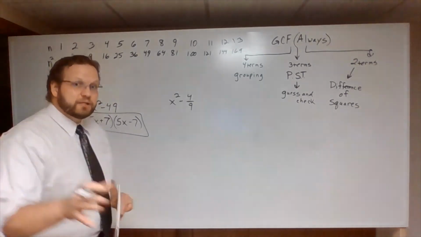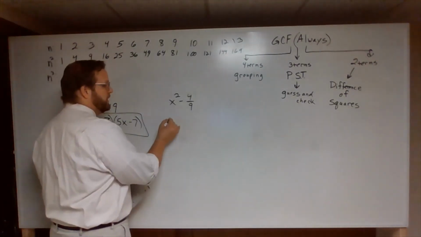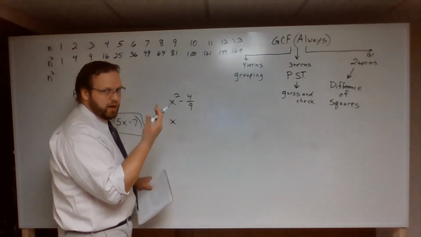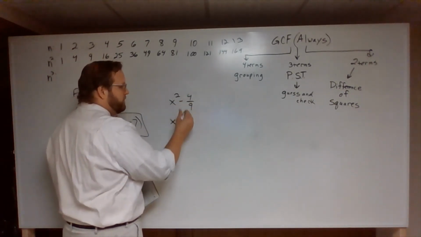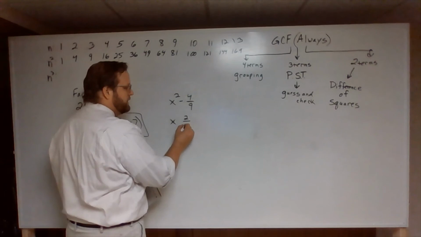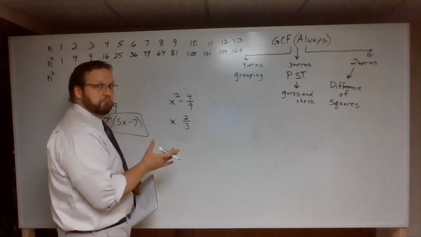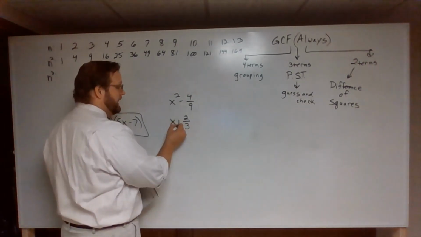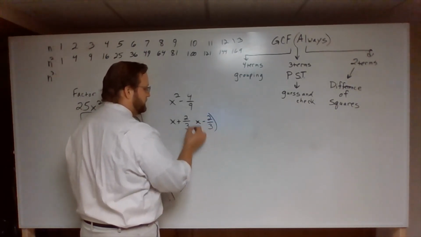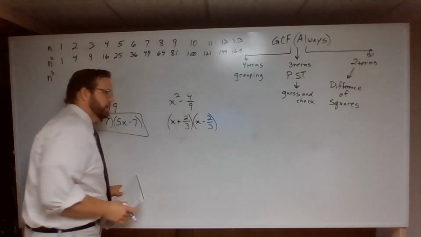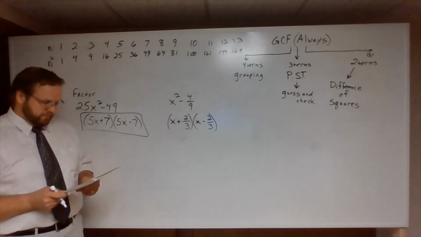So if I'm taking the square roots, square root of x squared is x. What do I square to get x squared? Square an x. And then square root of 4 is 2. Square root of 9 is 3. There's your square roots. I add them. I subtract them. And there we have it.